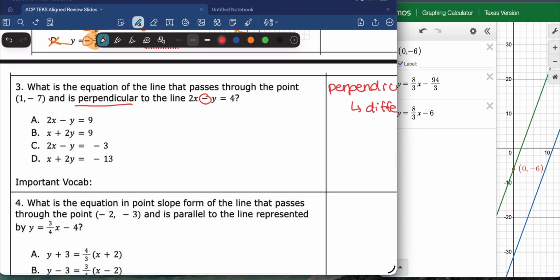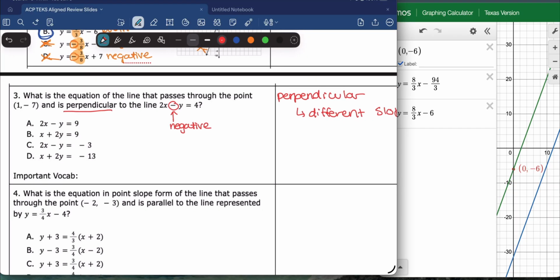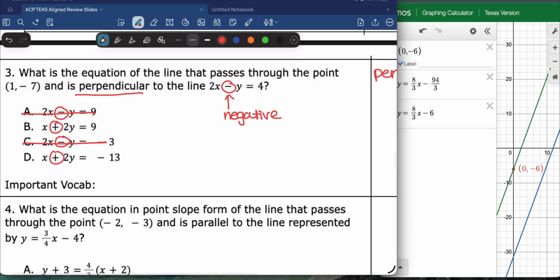This is a negative, and I want something different, so I'm going to look for a positive. This is negative, positive, negative, positive. I want different. I already have negative, so I'm going to delete my negatives. Now, my next part is I have my point 1, negative 7. I'm going to delete this so it doesn't get in my way.